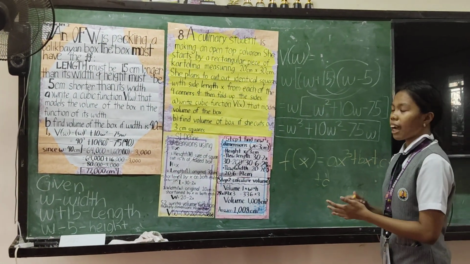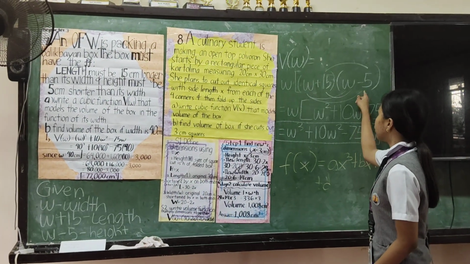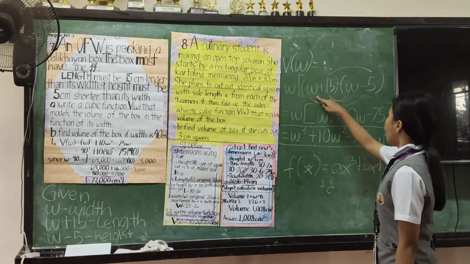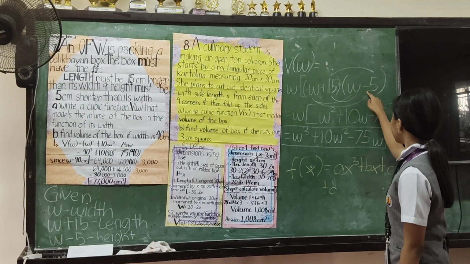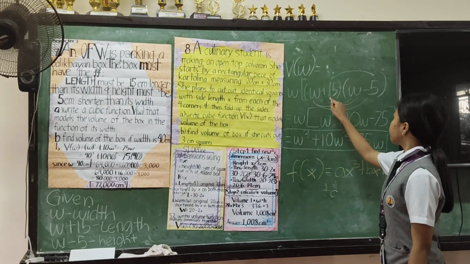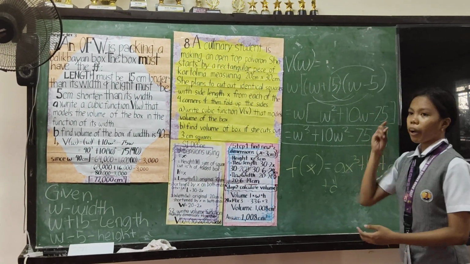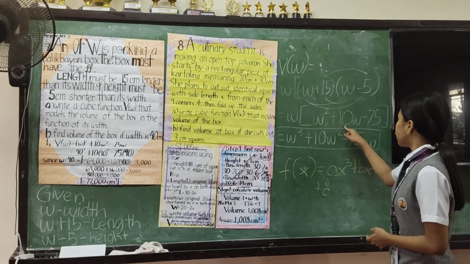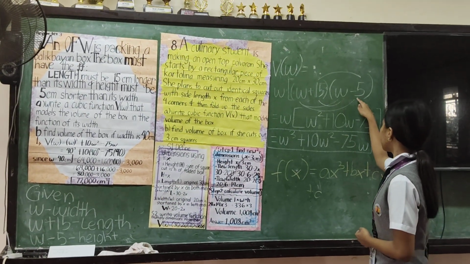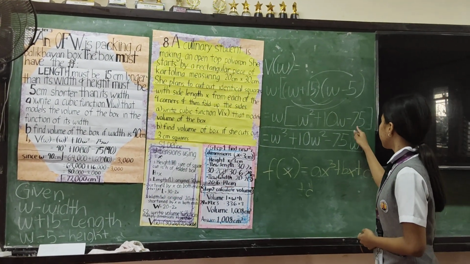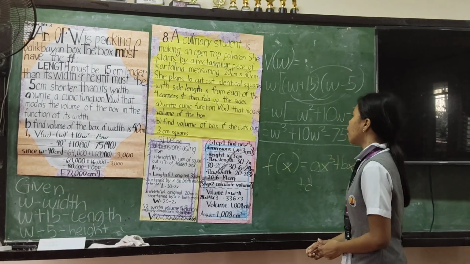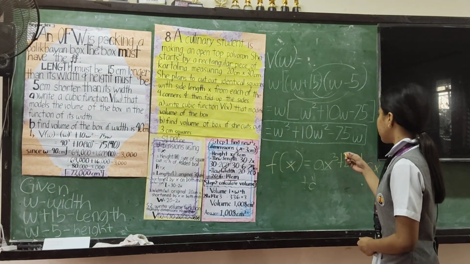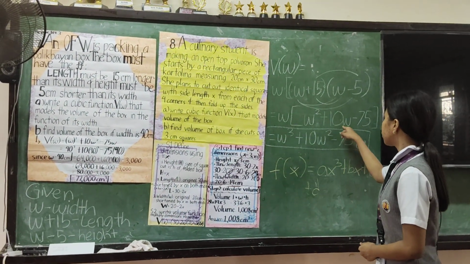But that's not finished yet. We have to first do the FOIL method. Multiply the first terms, W times W gives us W squared. Our outer terms, W times negative 5, and then our inner terms, 15 times W, which gives us 15W. Combining like terms, 15W plus negative 5W gives us positive 10W. And then 15 times negative 5 gives us negative 75. The final function would be W cubed plus 10W squared minus 75W. We multiply this to everything else, class.